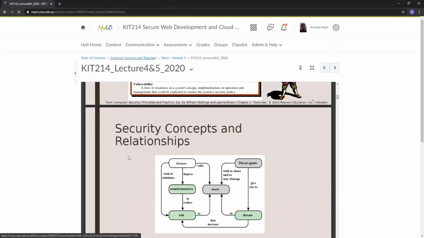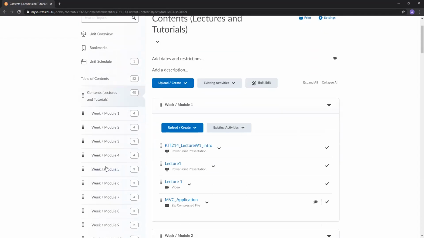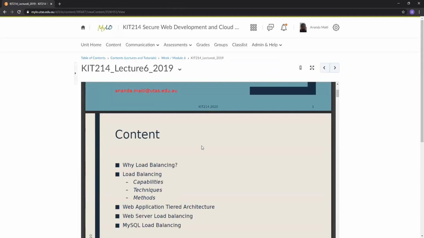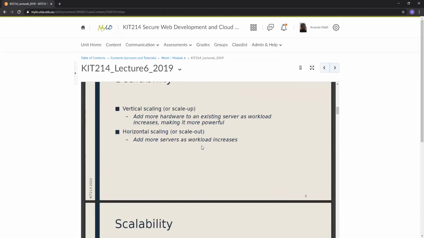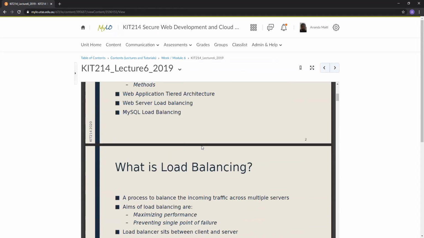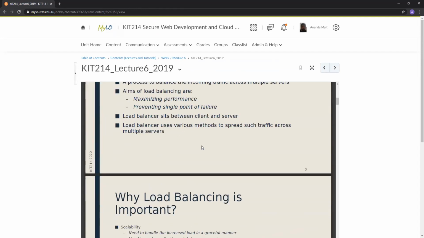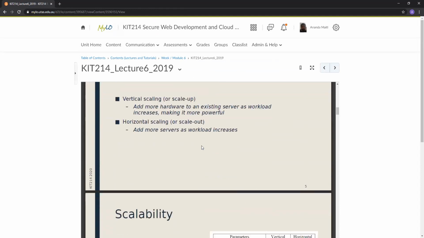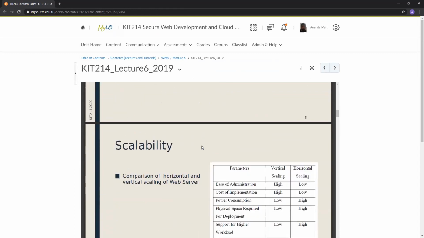That's the same stuff. So load balancing, yeah, this is one of the key parts of this unit anyway, balancing web traffic loads and all. So once again, we look at scalability, how it works, and what's good for web.